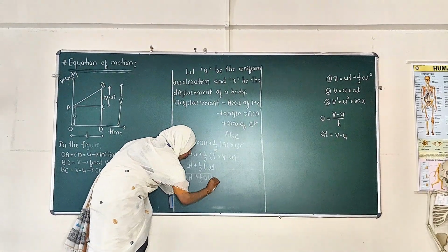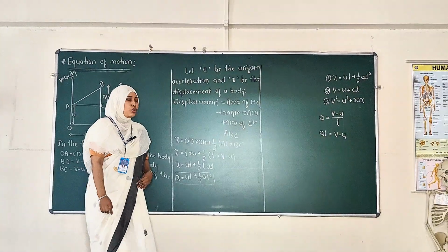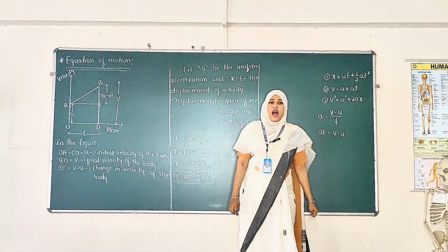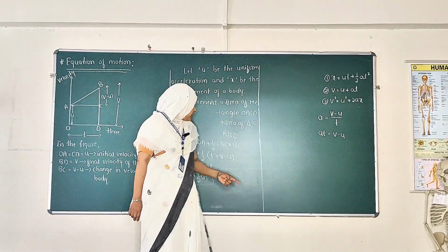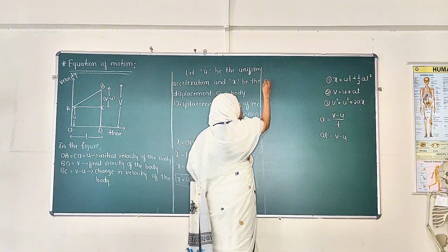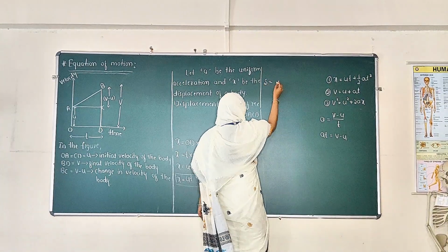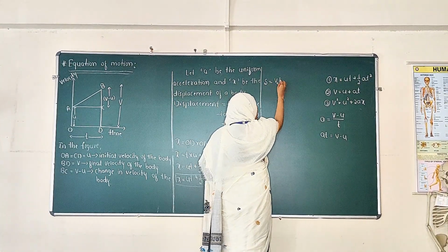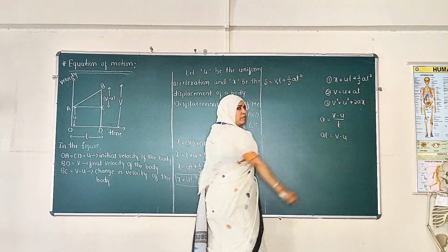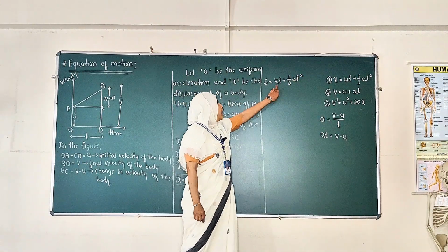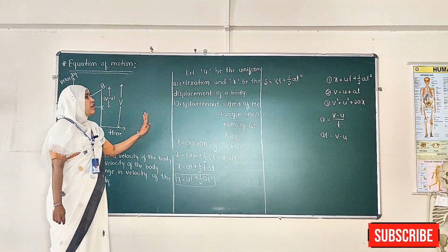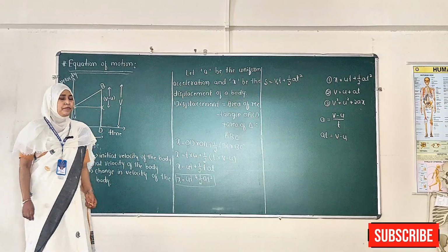This is the required equation of motion. First equation, that is X is equal to UT plus half AT square. Sometimes we may use different symbols for the same equation. Instead of X we will take S, instead of U we can take V naught: S is equal to V naught T plus half AT square. Again it has the same meaning. X means displacement and V naught means initial velocity. Thank you. This is the first equation of motion.